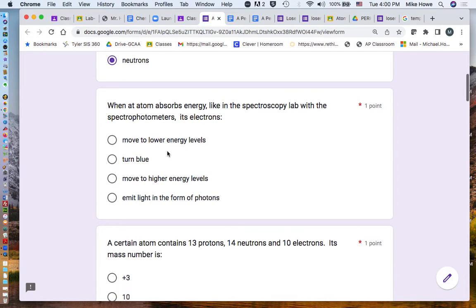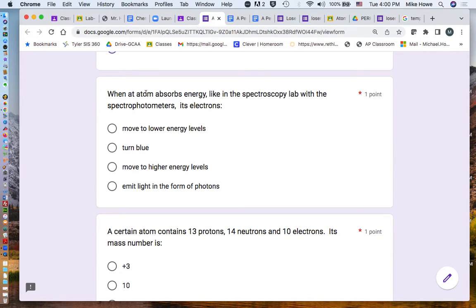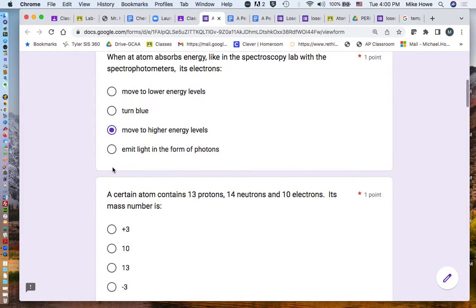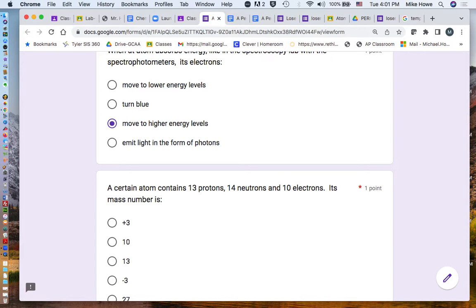So when an atom absorbs energy, there's a little typo right there I see. When an atom absorbs energy, like in the spectroscopy lab with the spectrophotometers, its electrons, absorbing means taking in energy, so the electrons have to move to a higher energy level. So that was that answer. Because the electron is absorbing energy, it moves away from the nucleus. Kind of like this. I'll show you a real quick picture.